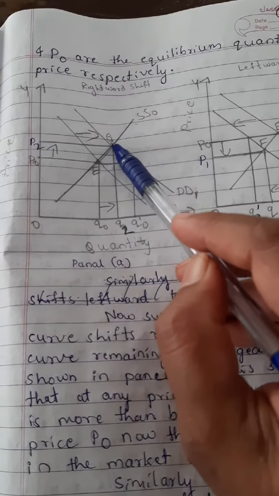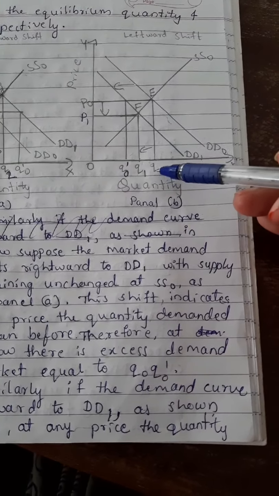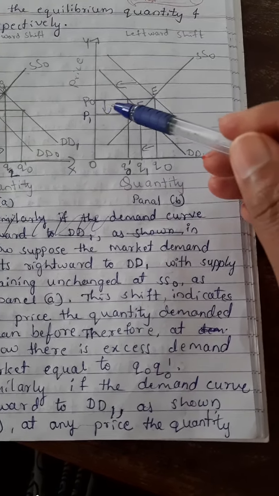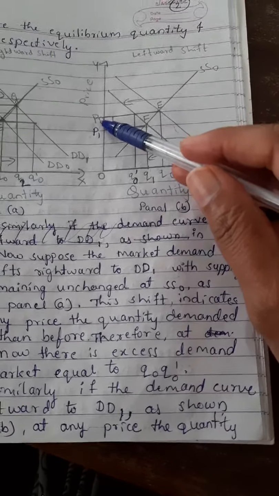Suppose the price decreases from P0 to P1, the same as I have taken here. Here, the price decreases by 5 rupees from 10. This is the original demand curve, the same as shown here. The original demand curve DD0 and SS0 meet at the equilibrium point Q0, and P0 is the equilibrium price here.